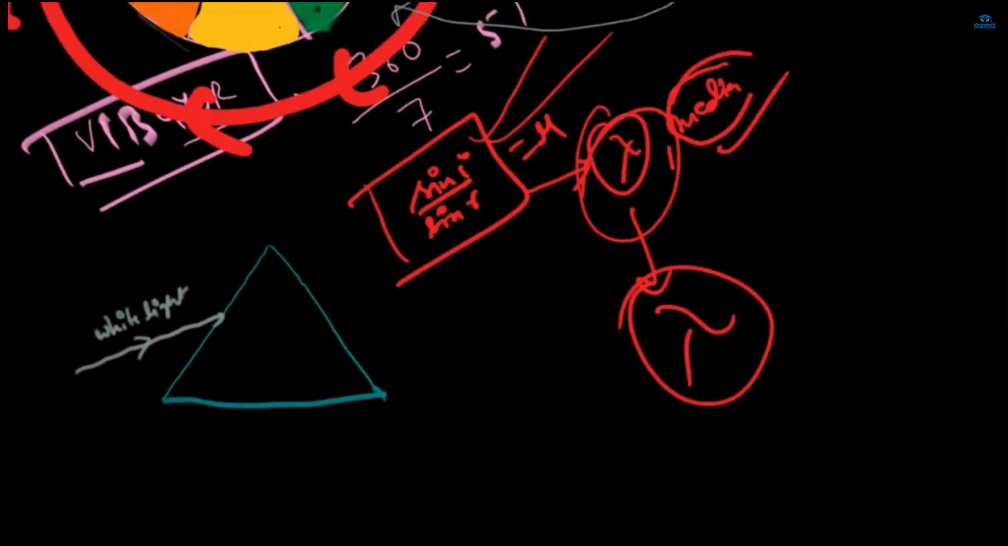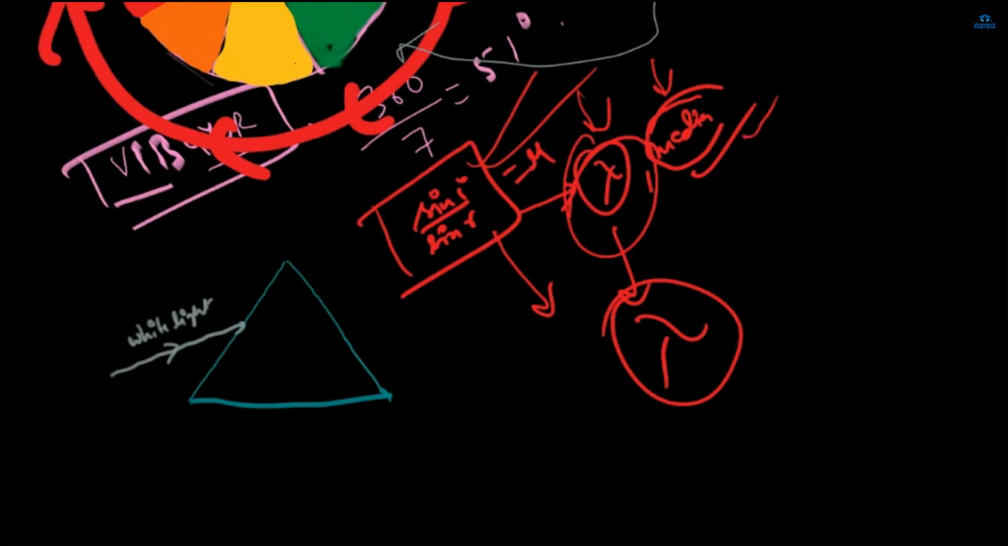Okay, what I was saying is sin I by sin R is equal to mu, which is always constant for a particular ray of light. It's constant as long as lambda is constant and the media is constant. Here, the media is constant because it's going from air to glass every time. Say yes or no. Every time the media is constant, but what about lambda? Do you know anything about lambda?